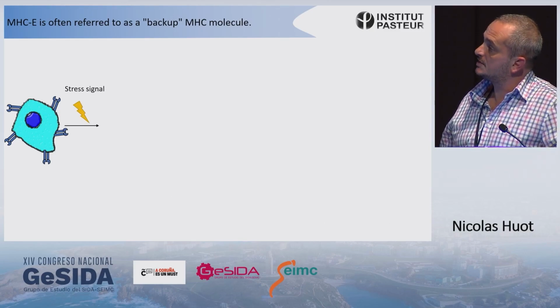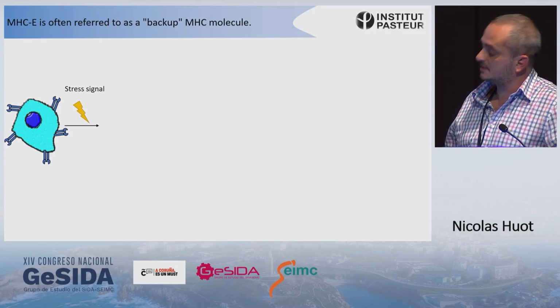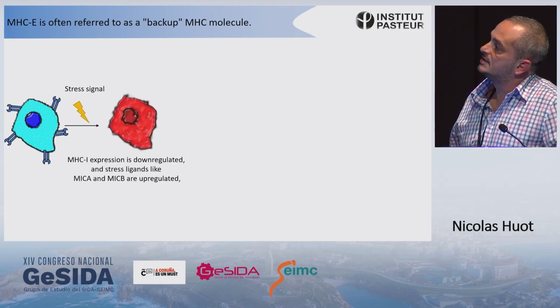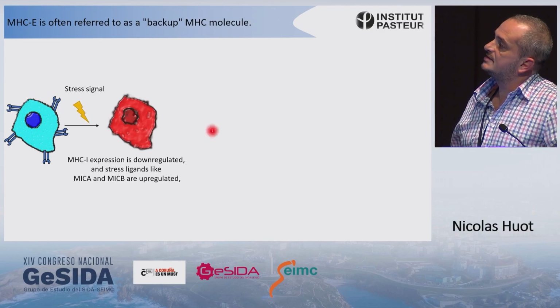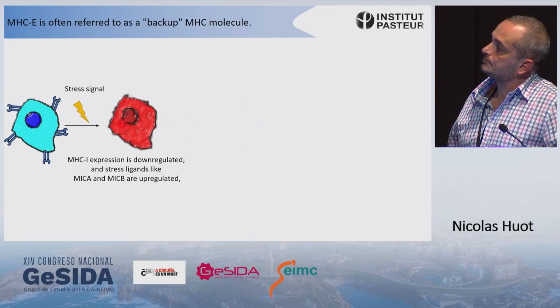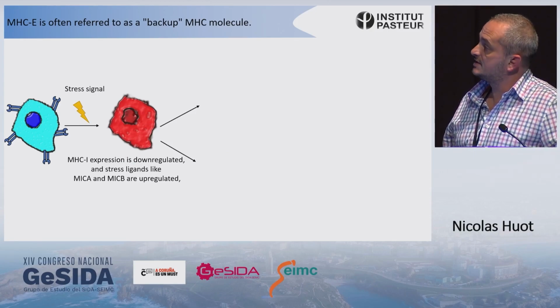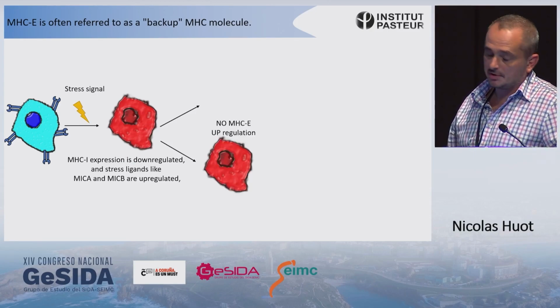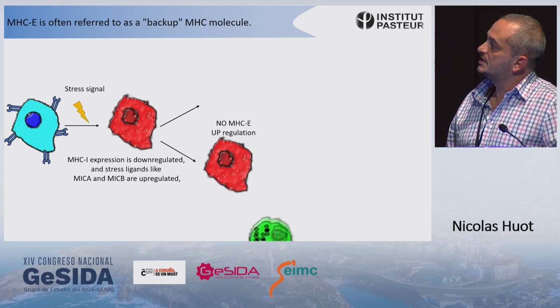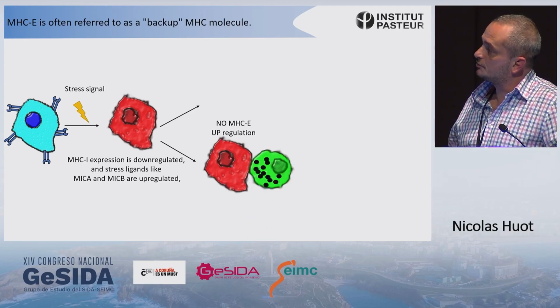So just a few models. When a cell expresses classical MHC class 1, which is represented in blue on this picture, after a stress signal, the cell will downregulate MHC class 1, and this downregulation will occur concomitantly to the upregulation of stress ligands for NK cells, such as MIC-A or MIC-B. Two events could occur at this stage. There is no upregulation of MHC-E. In this context, NK cells will be able to recognize the stressed cell and kill it.